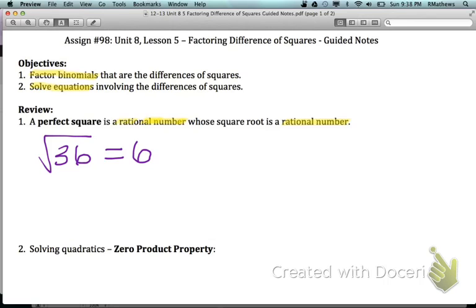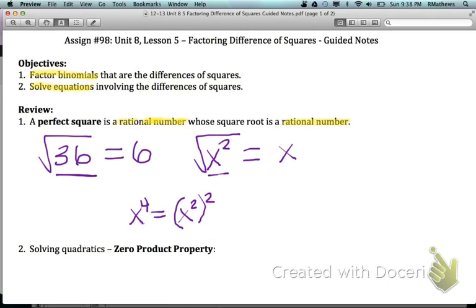But the other thing with perfect squares, so why we use the term rational number, is we could have something like x squared. Well, the square root of x squared is x. Okay, so perfect squares can exist as integers, but they can also exist as variables. Another one we could have is, say, x to the 4th power. Well, x to the 4th power, if we think back to last unit, is really x squared to the 2nd power. And if I wanted to take the square root of that, that would just be x squared.